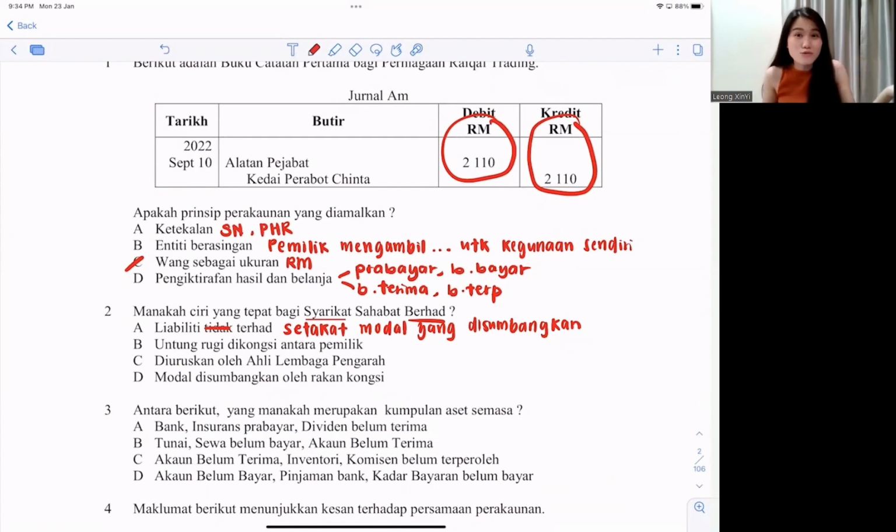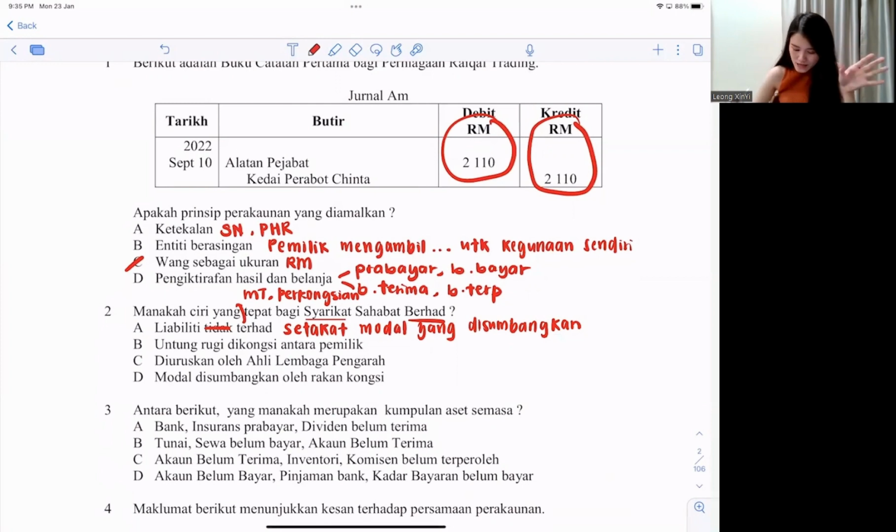Liability means hutang. So the hutang that you have to bear has a maximum amount. It's not going to be tidak terhad. Tidak terhad means no maximum. As long as there is a debt in the company, you have to pay everything off. So which ones are liability tidak terhad? If it's liability tidak terhad, it will apply to milikan tunggal and perkongsian. But if it's syarikat or korporasi, there will be liability terhad. All right, so A is wrong because what they give you is liability tidak terhad.